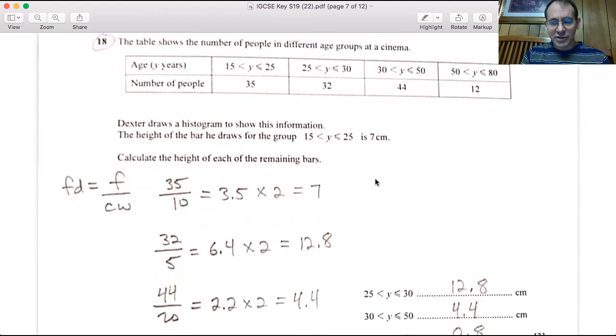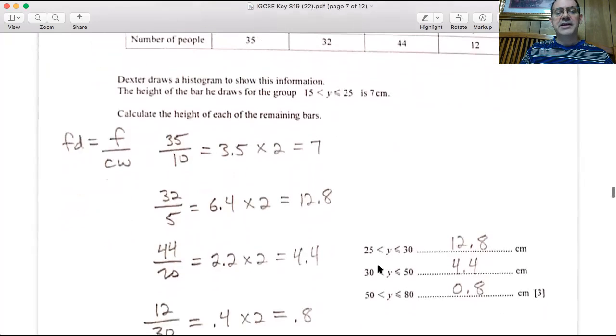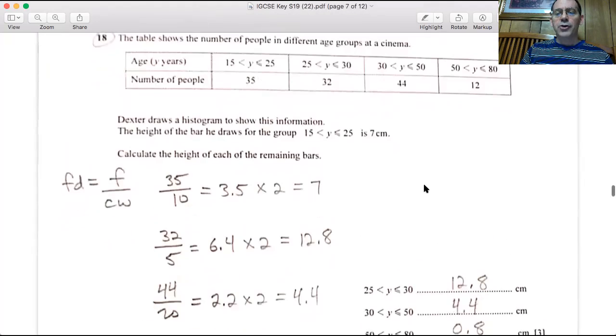So it says that Dexter draws a histogram. We don't have to draw the histogram on this. Dexter draws a histogram. And from this first class boundary, he draws the graph 7 centimeters. What they want us to do is they want us to calculate the height of the remaining bars. Now, normally when you draw a histogram, your height is the frequency density. So let's just see what Dexter did here.